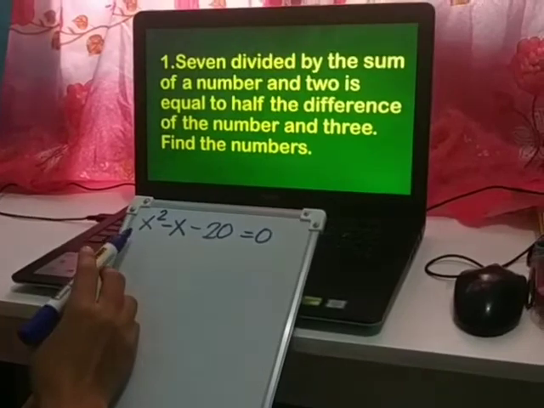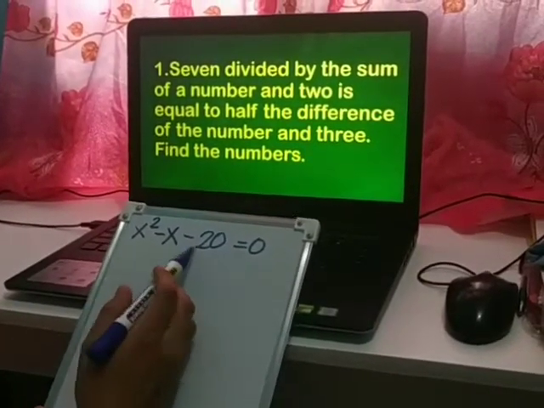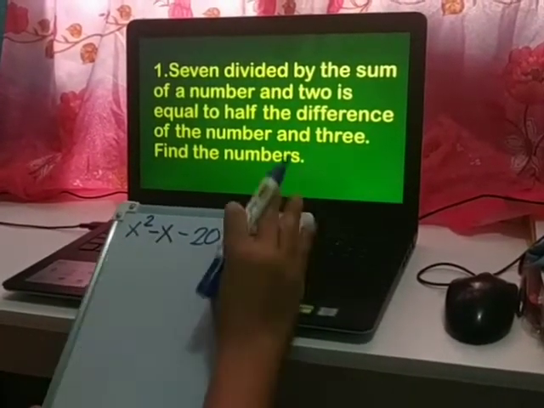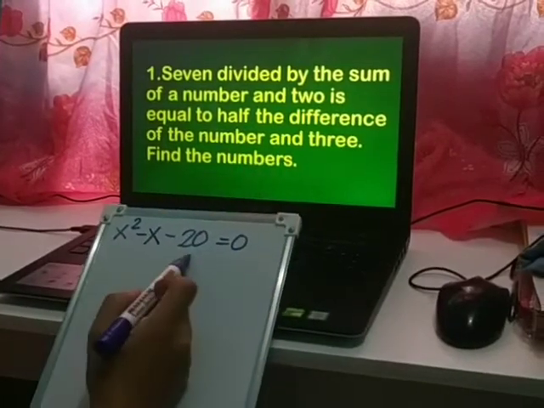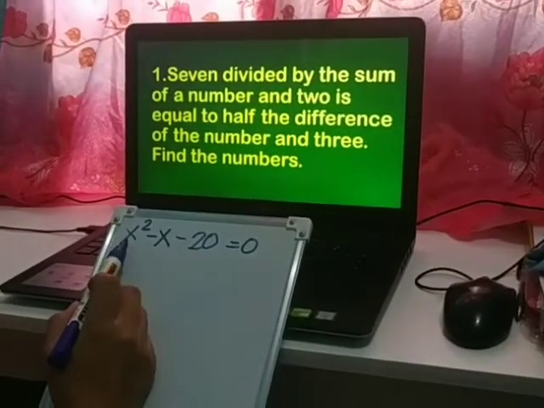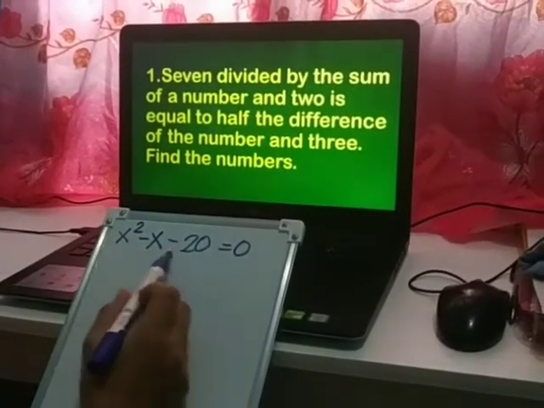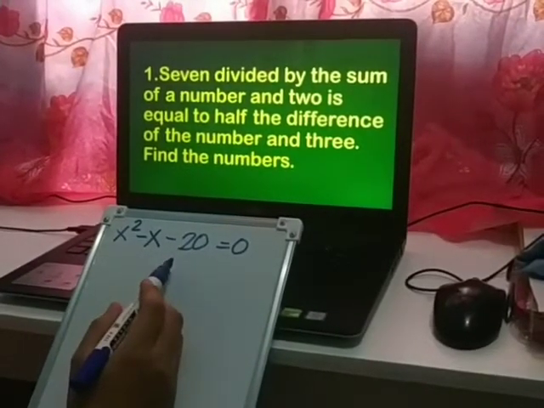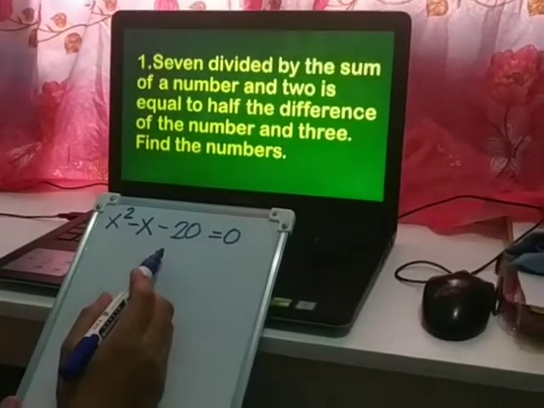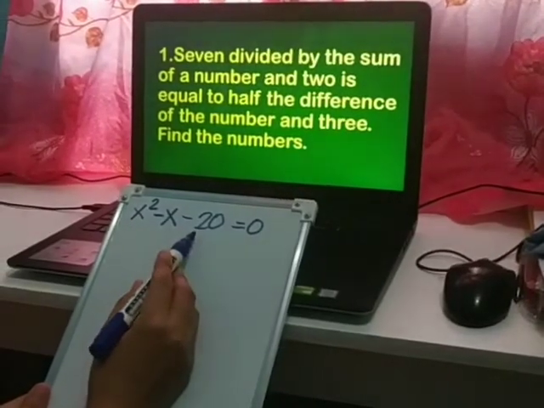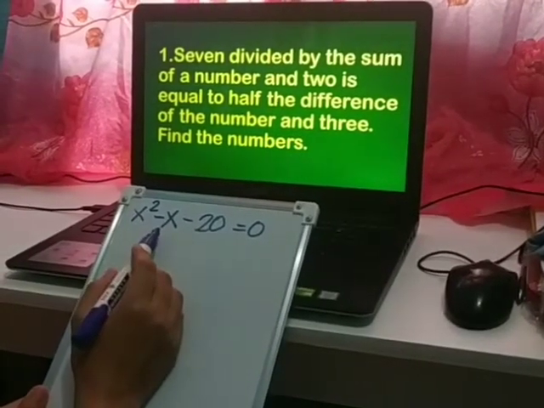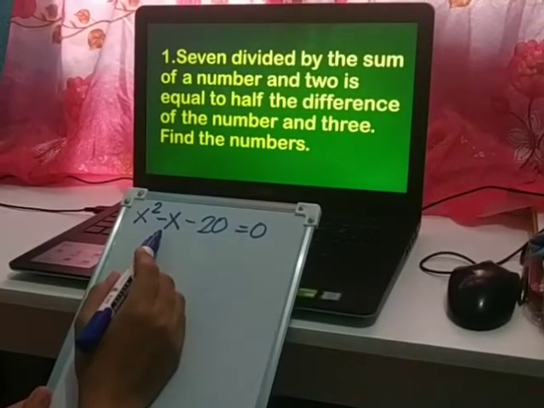Given x squared minus x minus 20, this is a trinomial. First, do not mind this. This is a trinomial. This is a perfect square, but this is not a perfect square. So this is factorable by general trinomials. What are the factors of negative 20 so that we can get negative x, or negative 1, in the middle?